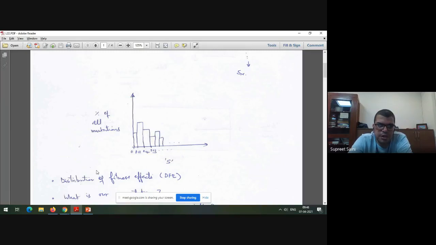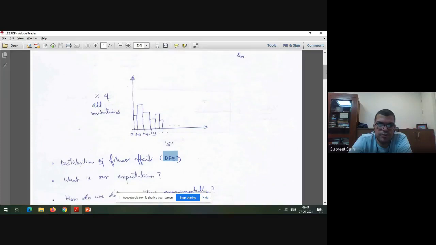This distribution is called the distribution of fitness effects, or DFE. If you're studying evolution, you'll come across DFE quite frequently, because it's obviously important. The DFE of an organism in a particular environment tells you the availability of beneficial mutations in its evolutionary trajectory, and depending on the distribution, the sampling of beneficial mutations is going to happen from that distribution, and thus is going to decide the evolutionary fate of this population.